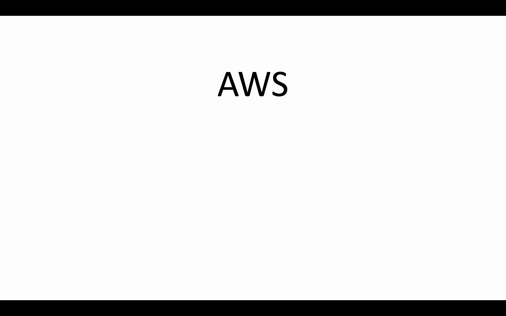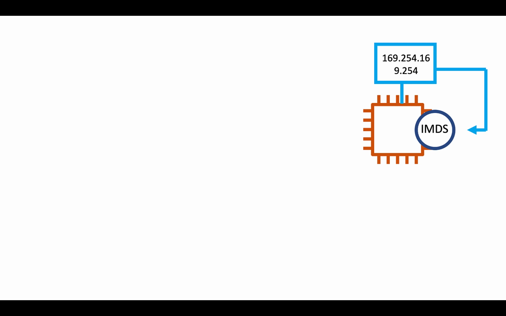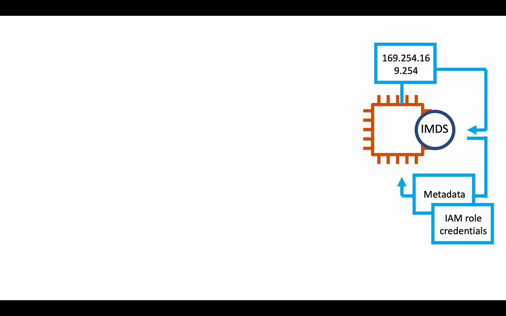Finally, let's take a look at a possible SSRF attack that can happen in AWS environments, sometimes called an IMDS proxy. So on EC2 instances, there's a service called IMDS that serves metadata to the instance. The instance sends a request to this link-local address, and the service responds with instance metadata, including the credentials of any IAM role that is attached to the instance.